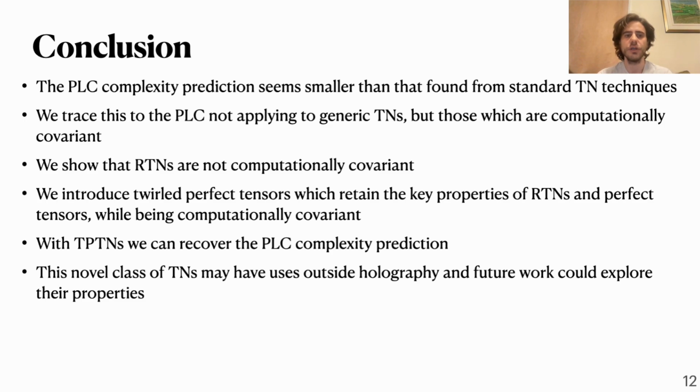In conclusion, we showed that the PLC prediction seems smaller than expected from standard tensor network results. We trace this to the PLC imposing an additional assumption of computational covariance. Random tensor networks, we find, are not computationally covariant, but we define a novel class of tensor networks called Twirled Perfect Tensor Networks, which are computationally covariant, generic, perfect, and recover the PLC prediction.